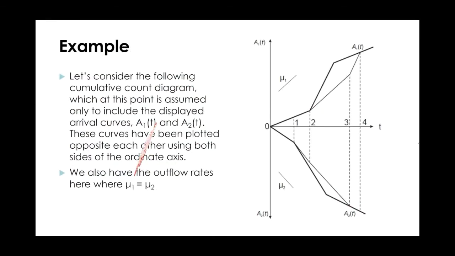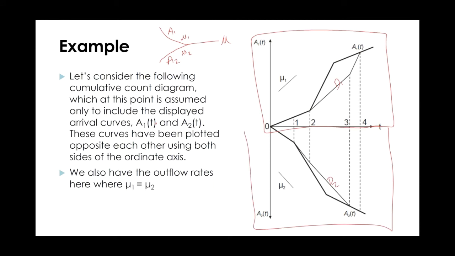I have an example here if you were a little bit lost when I was describing how this works. Let's assume we have a merging section with a stream number 1 and a stream number 2, and we have the capacity mu1, capacity mu2, and we have the capacity of the merge here. Let's consider the following cumulative count diagram as the arrivals, which shows us, on the top, I'm showing the arrival curves and departure curves. So this is the departure curves. This is D1. And this is D2.